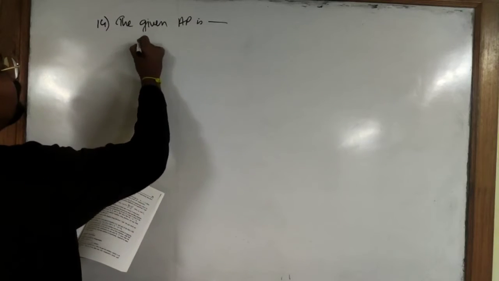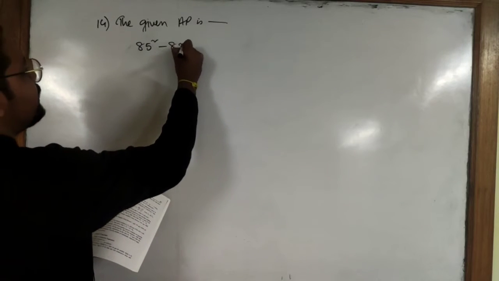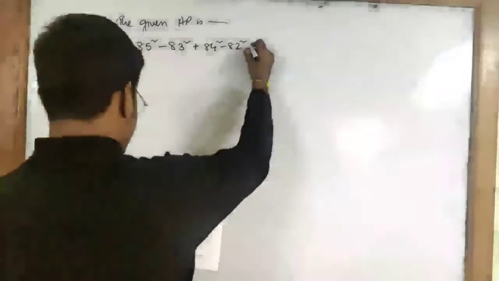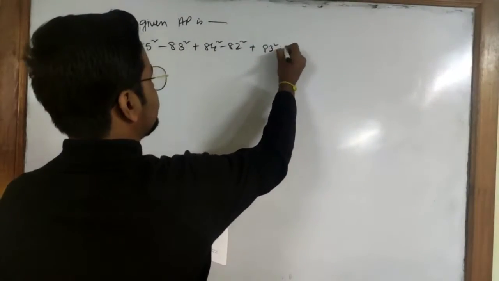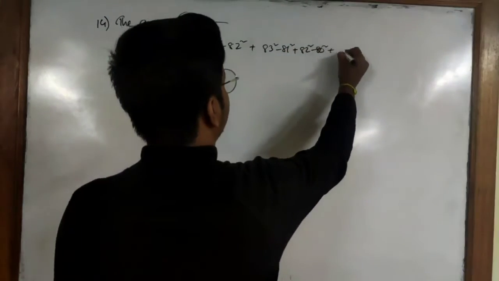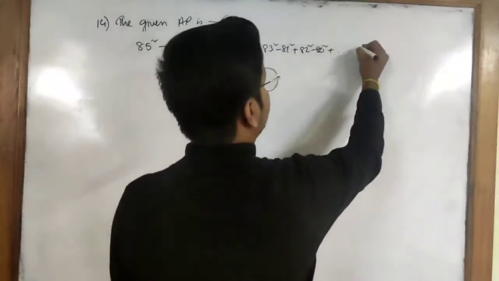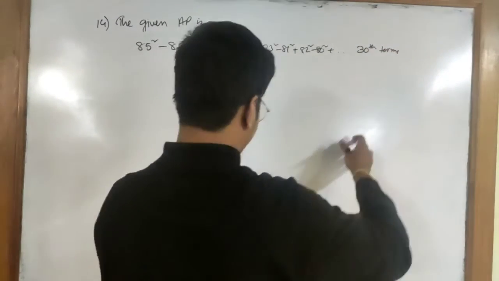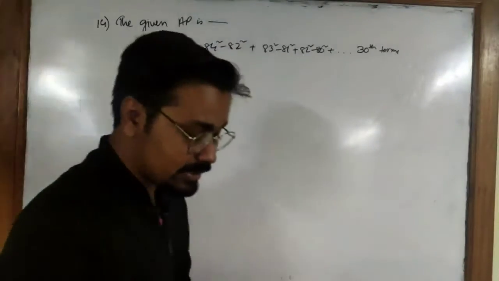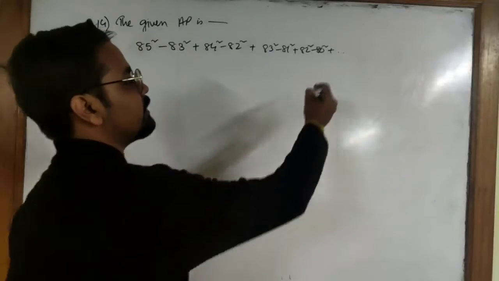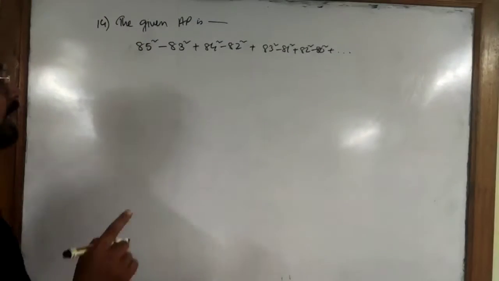85 square minus 83 square plus 84 square minus 82 square plus 83 square minus 81 square plus 82 square minus 80 square and so on up to 30 terms. You have to find the sum up to the 30th term, right?